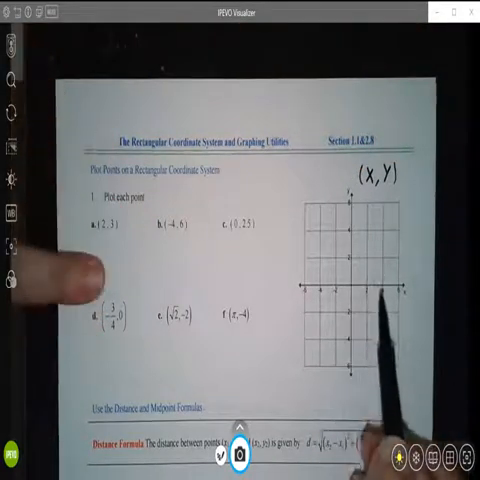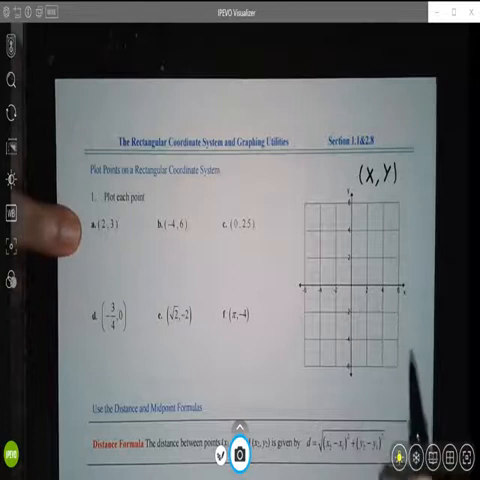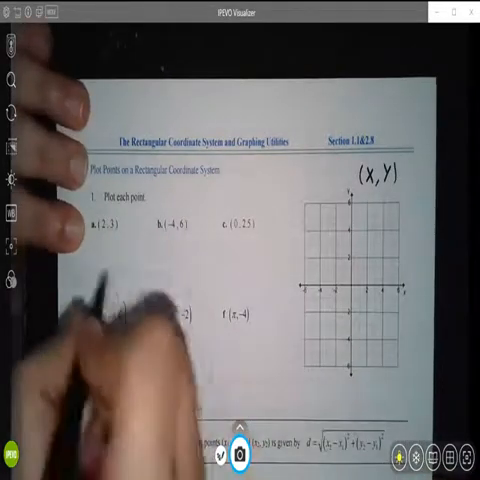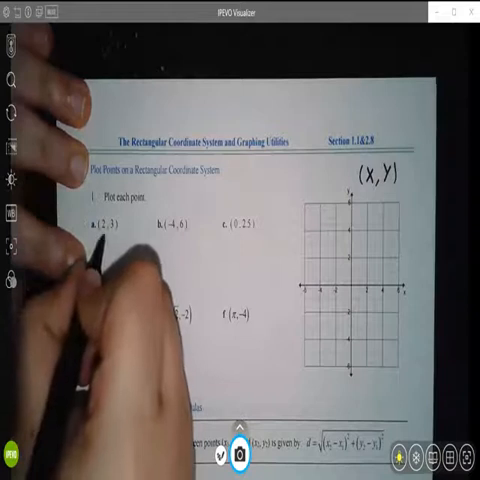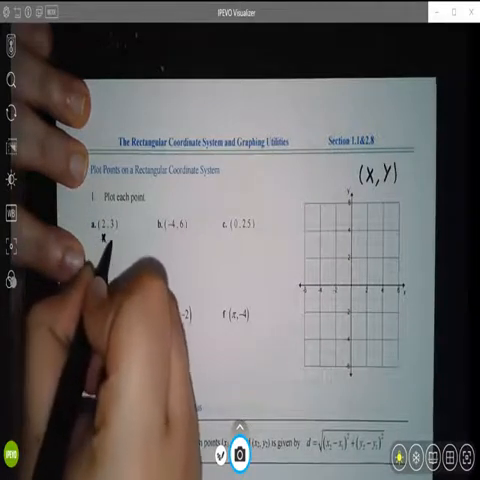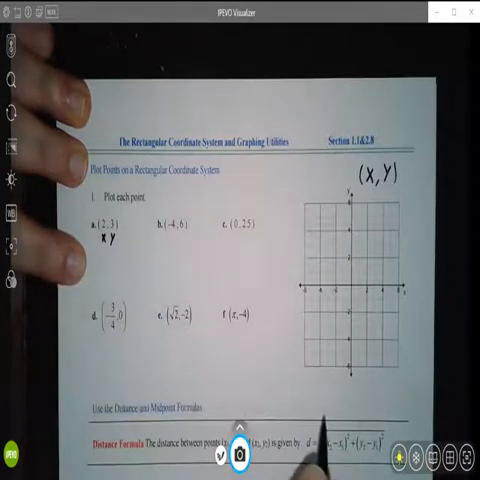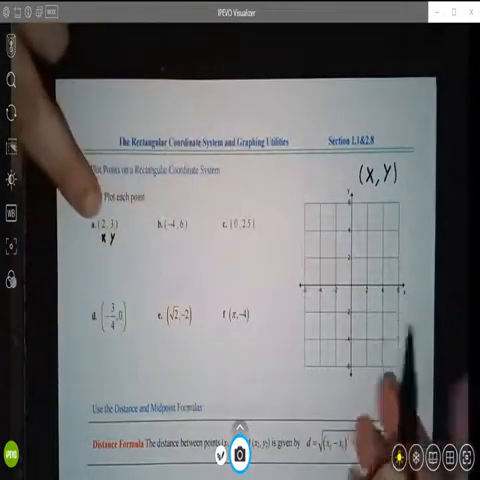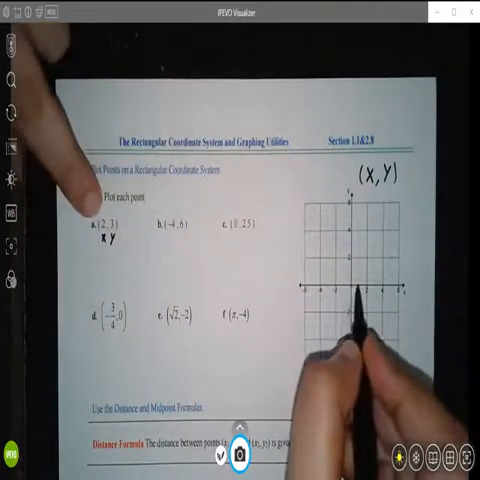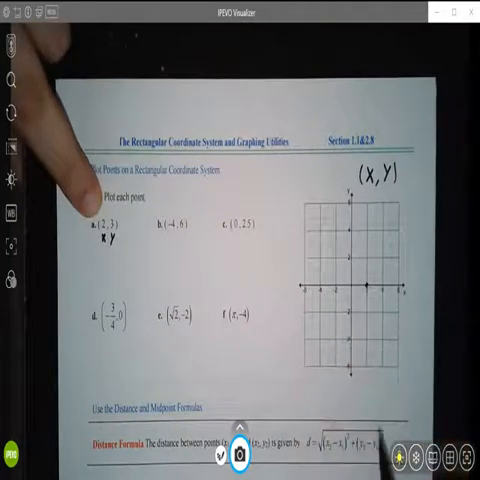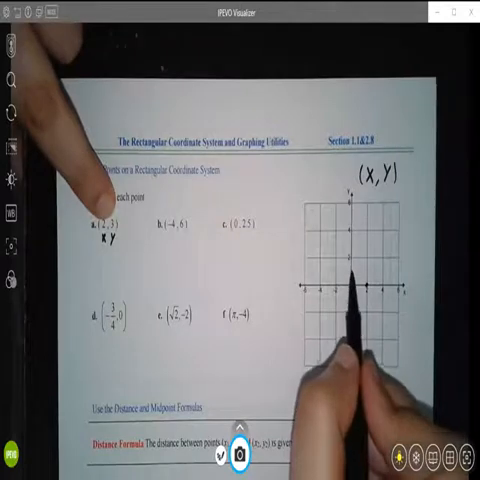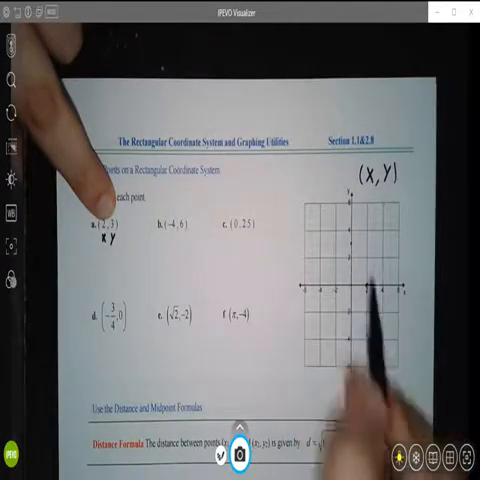So let's try plotting these, so you guys would understand the concept more. For example, A, which is 2, 3, right? So I'm basically telling you that on the x-axis, it's a 2, and on the y-axis, it's a 3. So on the x-axis, which is the horizontal one, look for 2. So that's 0, 1, 2, right here. Yeah? Now, on the y-axis, look for 3. 1, 2, 3, which is right here, right?